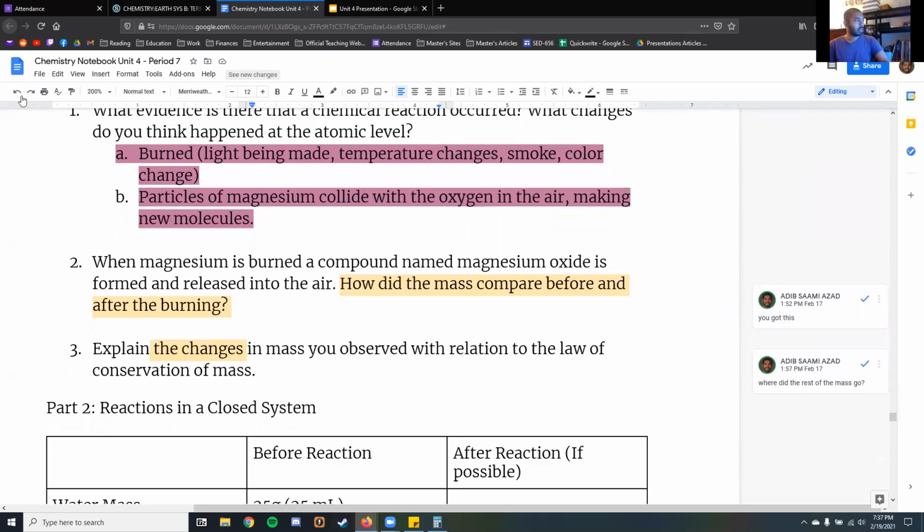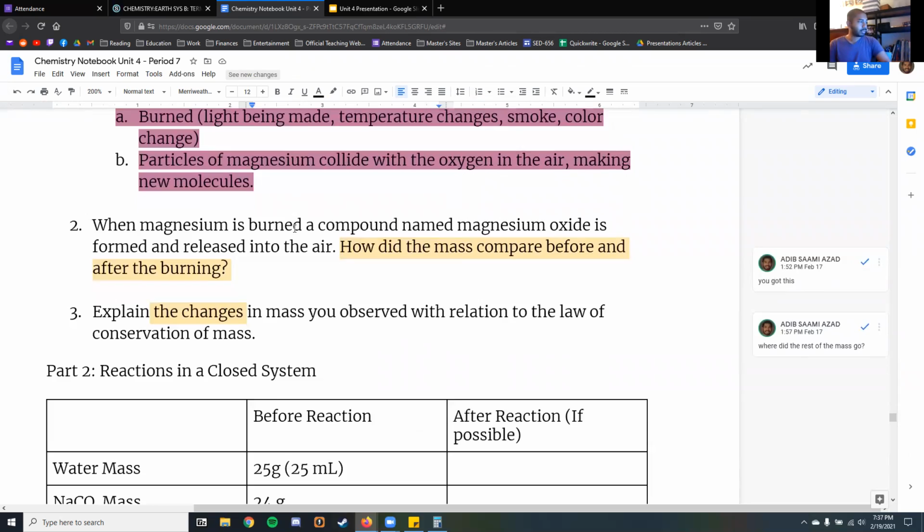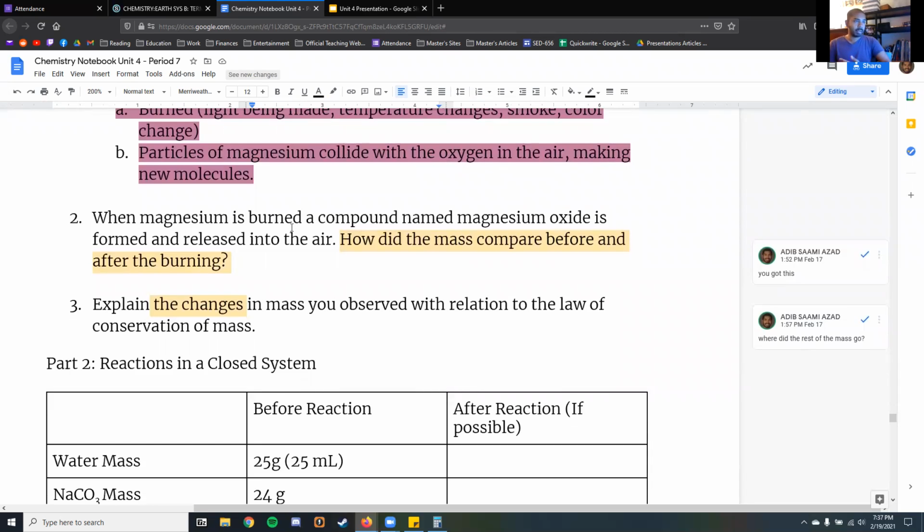So, how did the mass compare before and after? And explain why some of the mass tends to just seem to disappear. We have 0.12, now we got 0.9. Where did 0.3 of the mass go?